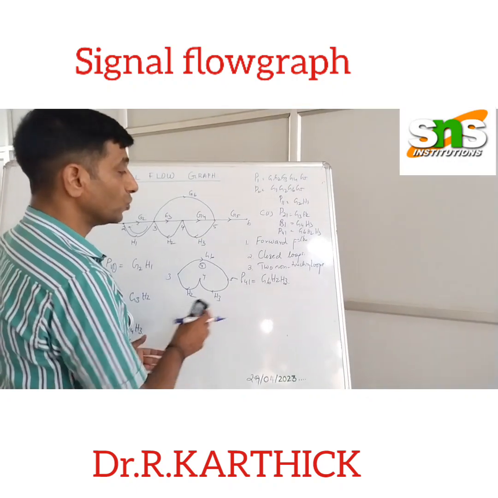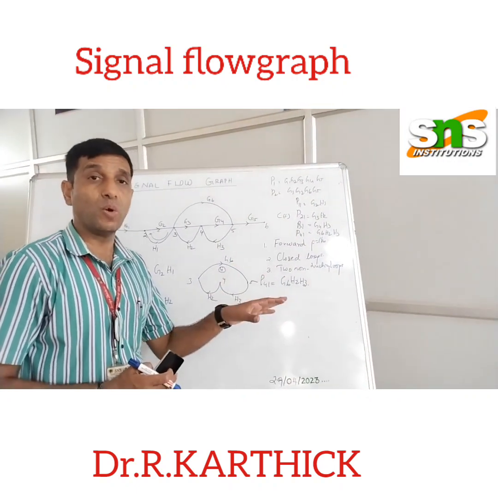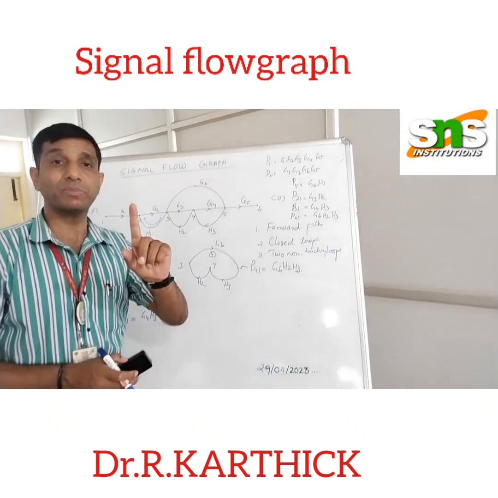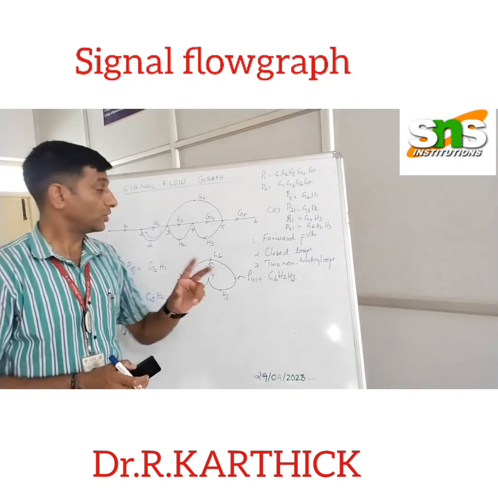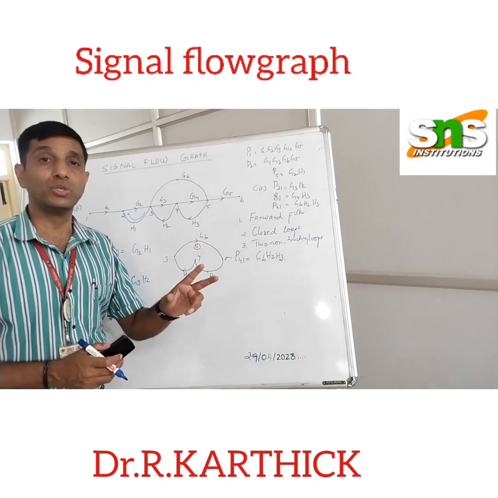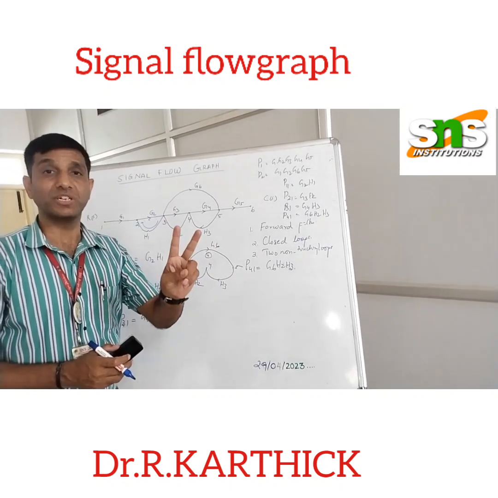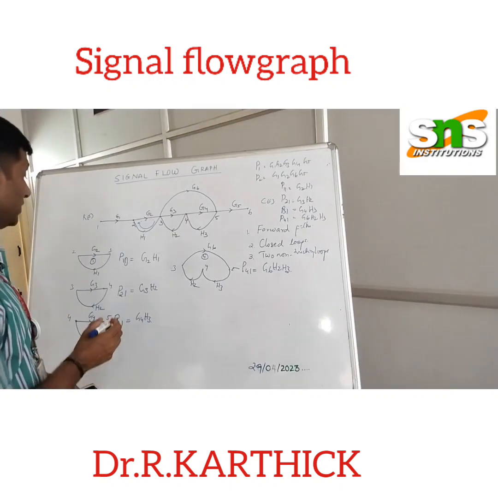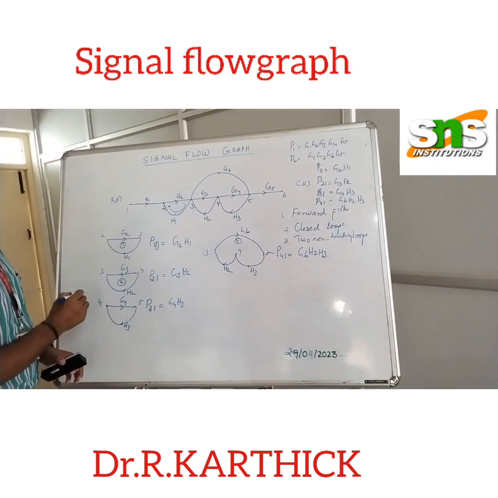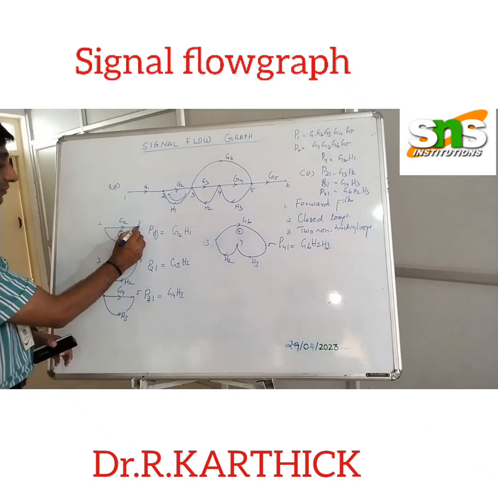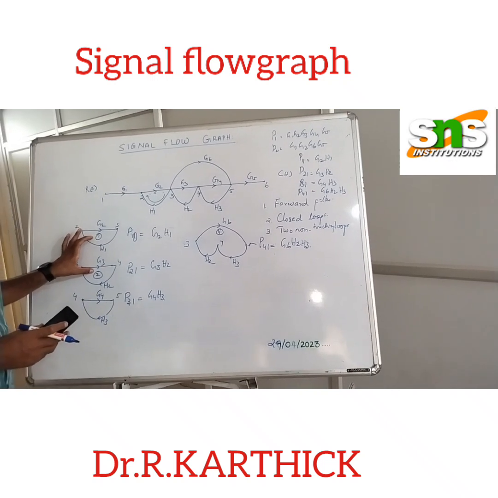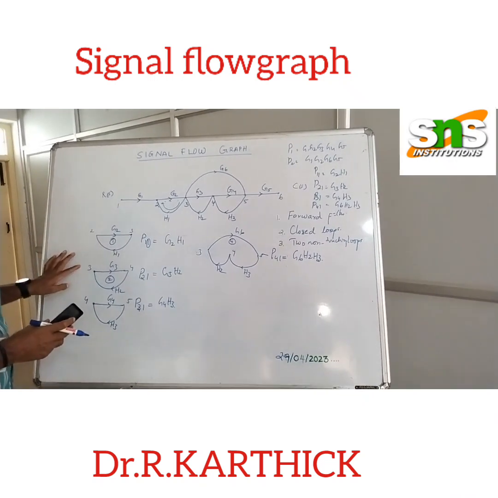So here what we are going to do is, we are going to compare 2 loops, and if both the loops do not have a common node, then it is one combination of 2 non-touching loops. So you can see I am just comparing node 1 and node 2. See, you have node 3 and you have node 3. So this does not form a non-touching loop because we have node 3 as a common one.